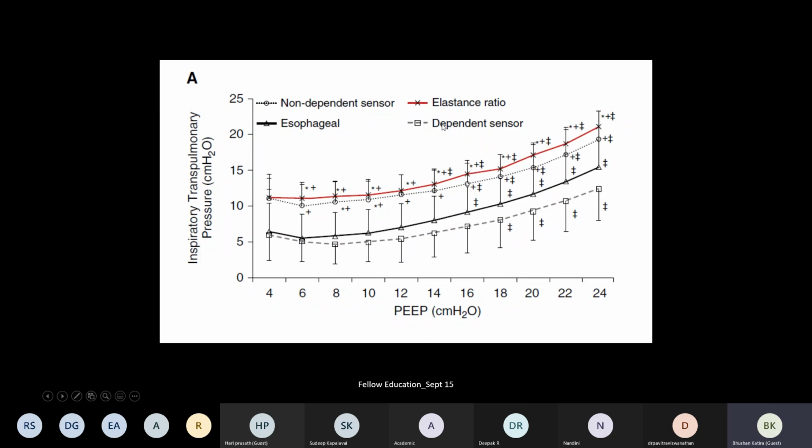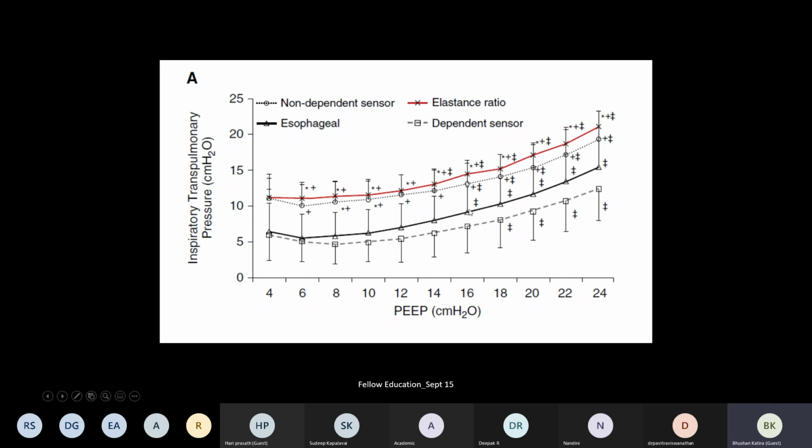So let's look at the dependent sensor, which is this one. When we measure the dependent sensor and a directly measured inspiratory transpulmonary pressure, which is to say airway pressure minus the pressure measured in the dependent lung, which is in the dorsal part, then it is these values at the end of inspiration. So for a PEEP of 4 to 24, at the end of inspiration, the dependent part of the lung is only seeing 5. And as you increase the PEEP, it will go maximum to 10 of transpulmonary pressure, something like that.